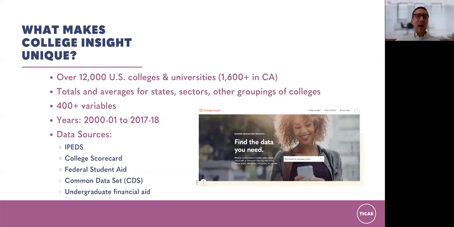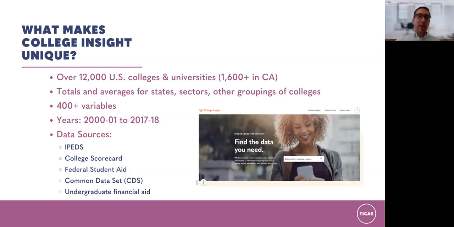I would really highlight the Common Data Set. That's a feature that's quite distinct to College Insight. It's a proprietary data set that we purchased through Peterson's, and it allows users to see data and information about private student loans, institutional grants, state grants, how much grant money is awarded on the basis of need.